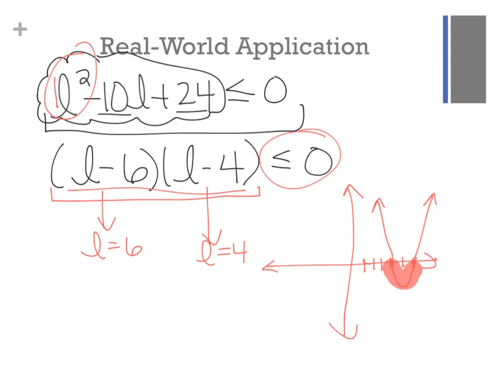And I'm going to include the zeros in my solution because the function has a y-coordinate that is equal to 0 right there on the x-axis. So my solution to this inequality is 4, 6.